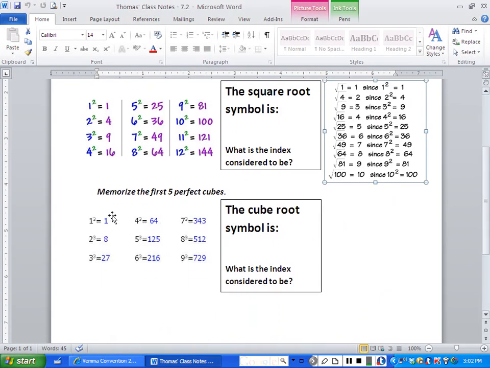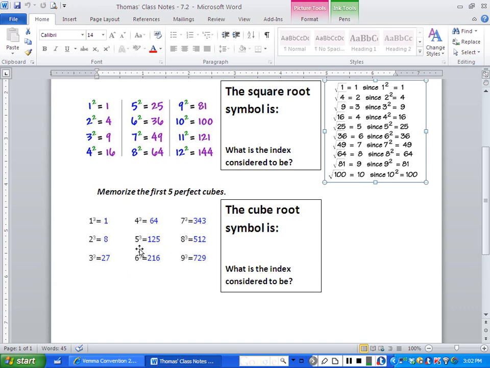Here are some perfect cubes. 1 is a perfect cube also because 1 times 1 times 1 is 1. 8 is a perfect cube because 2 cubed is 8. 27 is a perfect cube because 3 cubed is 27, and so on. So be familiar with the numbers 1, 8, 27, 64, and 125 especially.